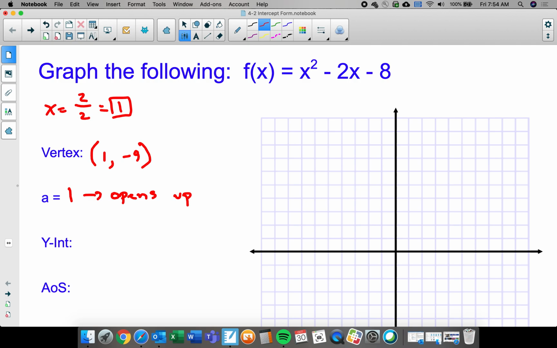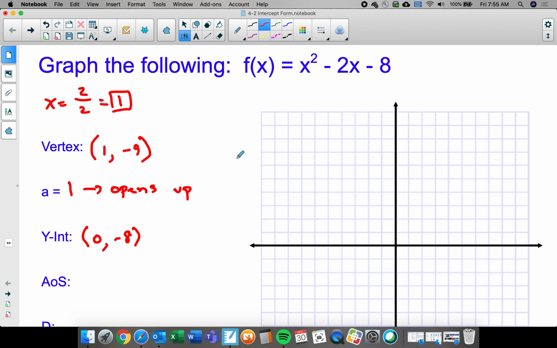Y-intercept: one of the nice parts about standard form is that if you plug in 0 for x, you can very quickly know that negative 8 is what you would end up with. It is your c value sitting right here at the end. Axis of symmetry: remember, the equation of the axis of symmetry is x equals, and it always goes through the vertex, so the x-coordinate is 1. So x equals 1 is your axis of symmetry. That's the line that will cut the parabola in half.